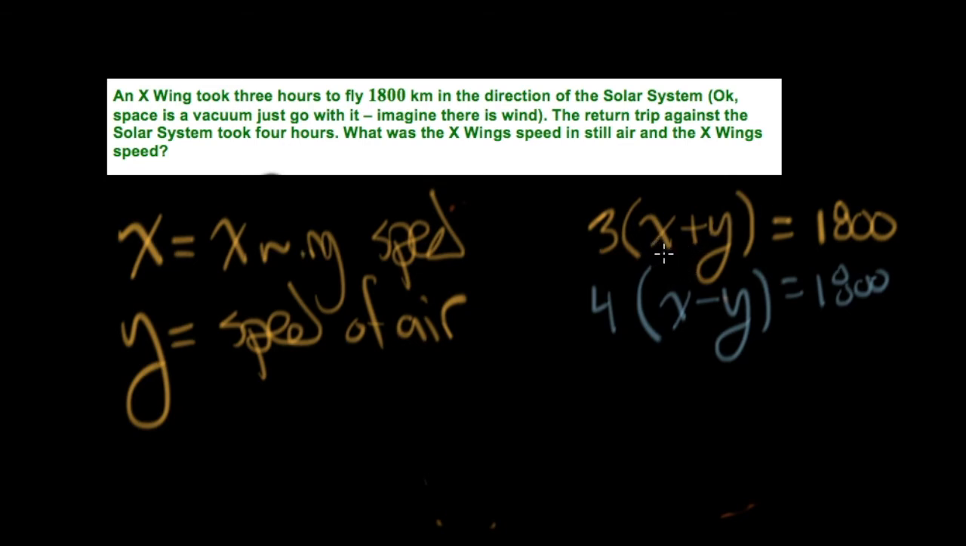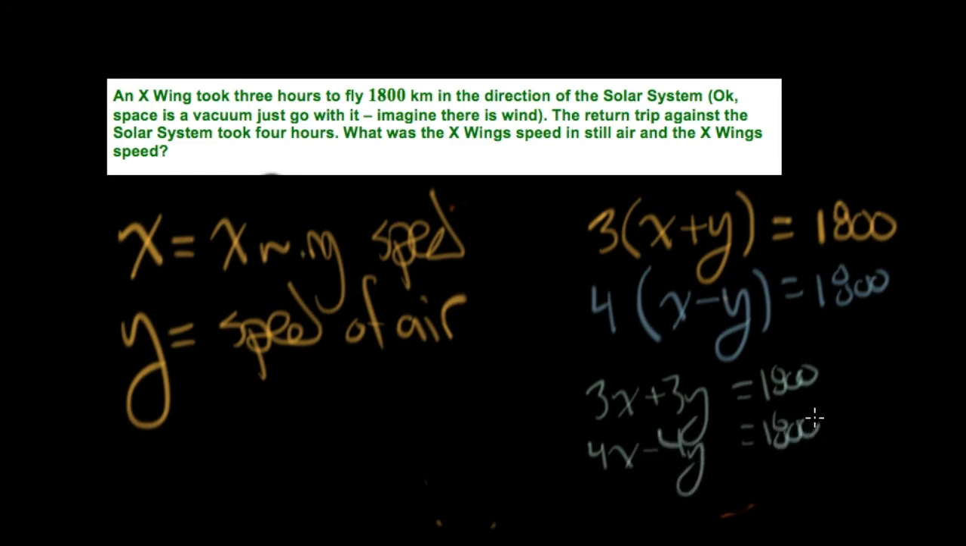Most kids are going to distribute the brackets for this one, and they're going to get 3x plus 3y is 1,800, and then 4x minus 4y is also 1,800. Okay. So you're going to use probably either substitution or elimination, and I'm going to eliminate, because that's just fun.